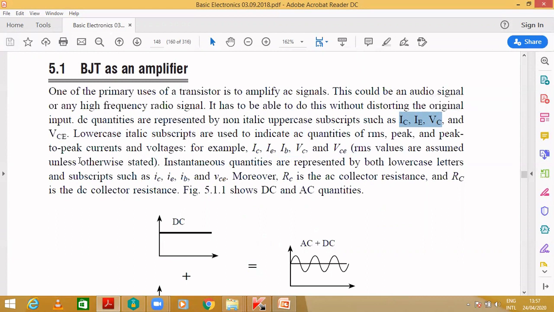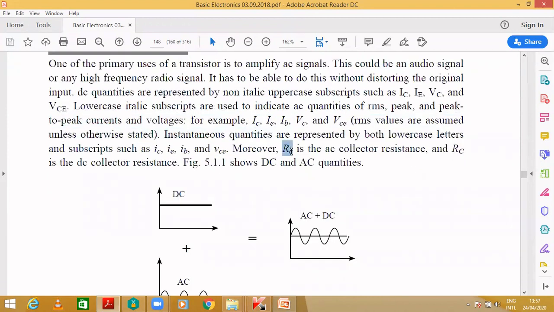Okay, if it is a mixture, so that is small italic ic. The lower subscript is a small letter and it is called instantaneous quantities. What are instantaneous quantities? They are both represented by lower-case letters. That is a mixture of AC and DC. Suppose if it is rc, so r is italic, c is small, so it is the AC collector resistance. Suppose R is big non-italic and the lower subscript is capital, it is called the DC collector resistance.